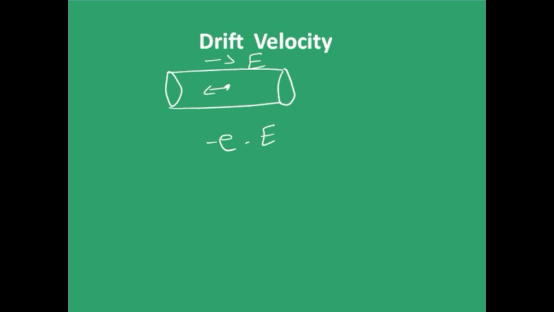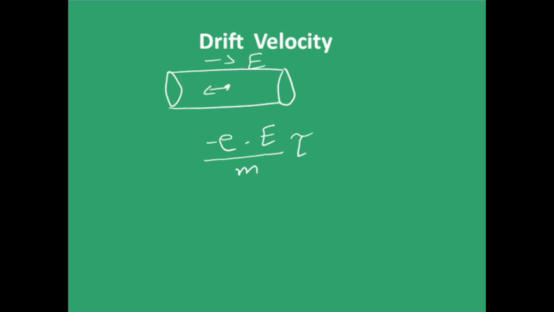So, this gives me the Coulombic force on the electron. Now, if I divide this force by the mass of an electron, that gives me the acceleration, because by Newton's second law, F is equal to ma, the force by mass gives me the acceleration. So, this is the acceleration, right? Say the time period between two collisions is tau.